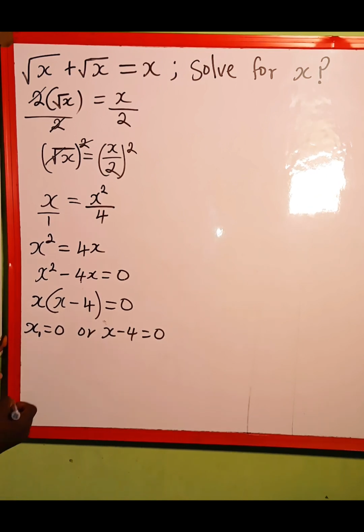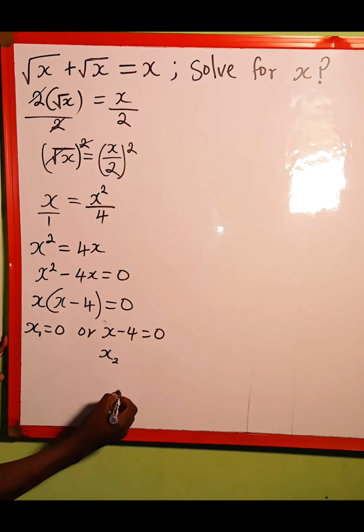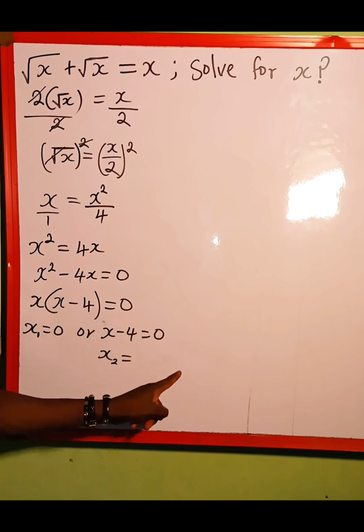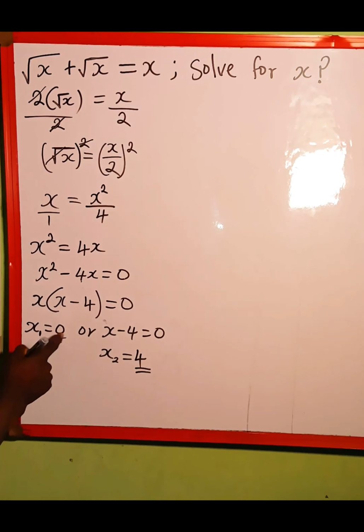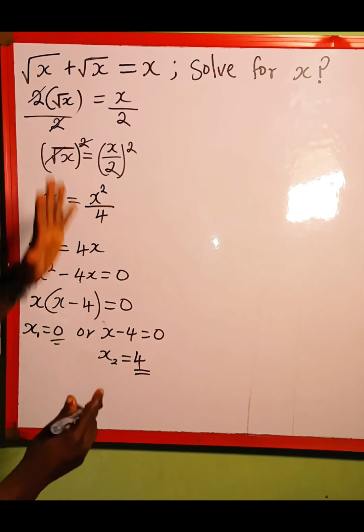So here is the first value of x. Now to get the second value of x, it's going to be what? X subscript 2, which is going to be equal to, when we take this negative 4 back to the right hand side, it becomes positive 4. So therefore 0 or 4, there are 2 values of x that will satisfy this equation.